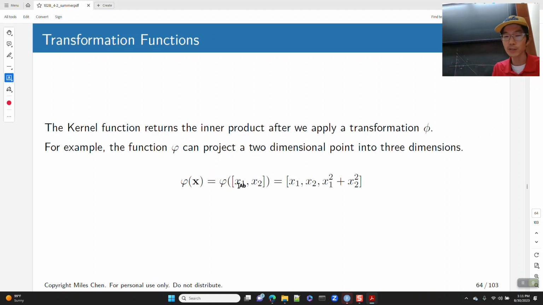So let me just show you an example. We could have a function phi that takes a two-dimensional vector, x1 and x2, and transforms it into a three-dimensional vector. It's going to keep x1, it's going to keep x2, but it's going to give it a third component, which will be x1 squared plus x2 squared. So we're taking a two-dimensional vector, plugging it into this function phi, and it turns it into a three-dimensional vector. All right.